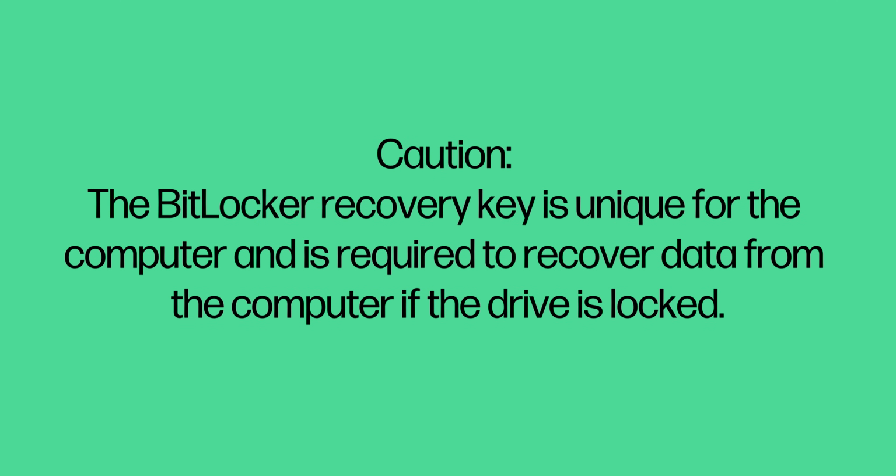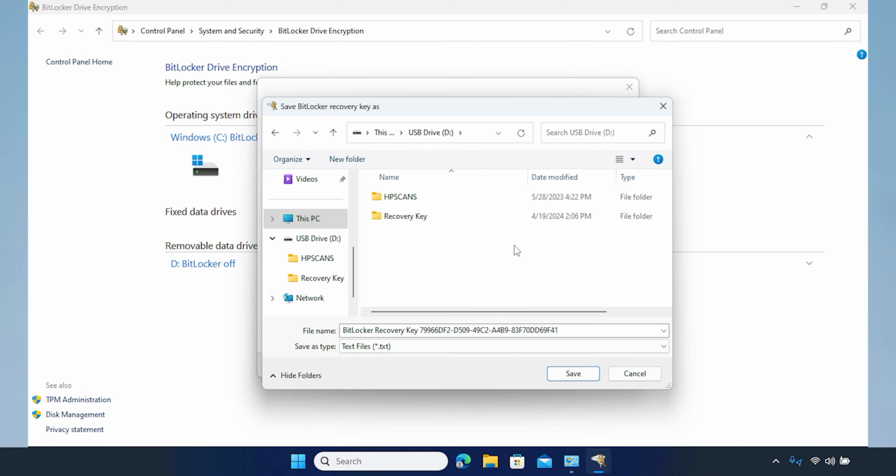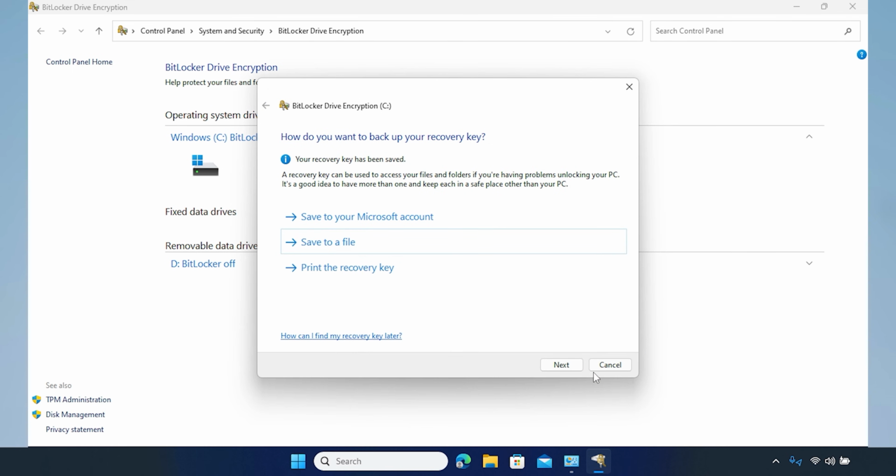Caution: the BitLocker recovery key is unique for the computer and is required to recover data from the computer if the drive is locked. If you do not have the key or the key is not recognized, then Windows must be reinstalled on your computer. Select the location to save the file and click Save. The recovery key has now been saved.